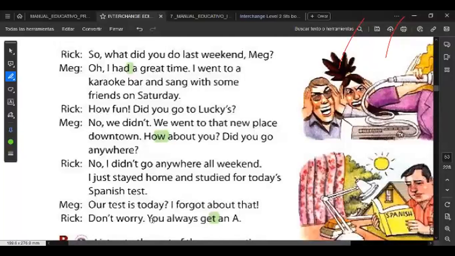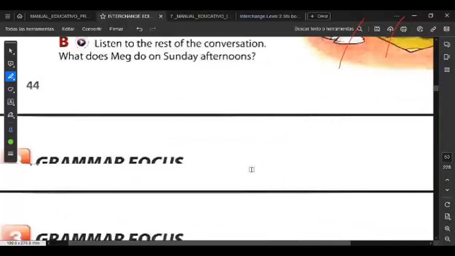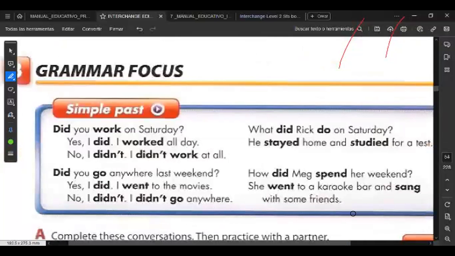Okay, any questions with vocabulary so far? Que apaguen el audio donde está el perro. Okay, ya le voy a decir. Okay, so do you have more questions? Did you practice? Yes. Did you go to the breakout rooms? Did you practice? Yes or no? Yeah. Okay, that's nice, very good.